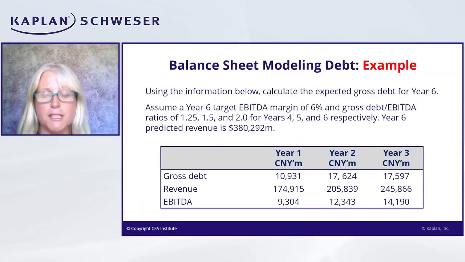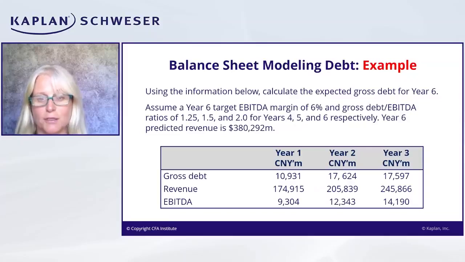Okay, so balance sheet modelling of debt sounds like it might be complicated. This definitely isn't. It's just about picking out the key relationships that you're given and making sure you're working with the correct year. So you're asked for the expected gross debt for year 6, and you are given year 1, 2 and 3 figures. So we've got gross debt, we've got revenue, and we've got the EBITDA, so earnings before interest and tax, and also adding back depreciation and amortization.